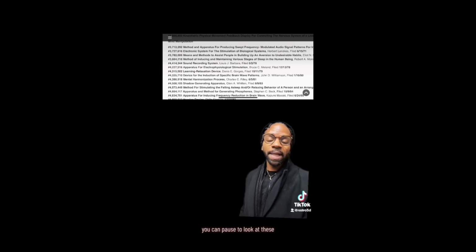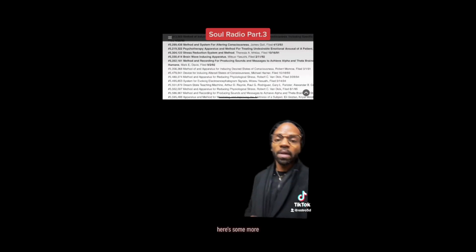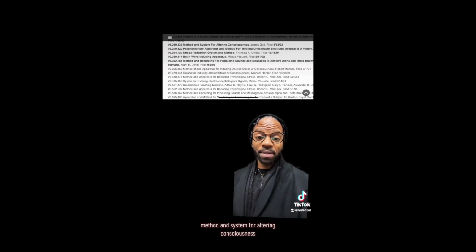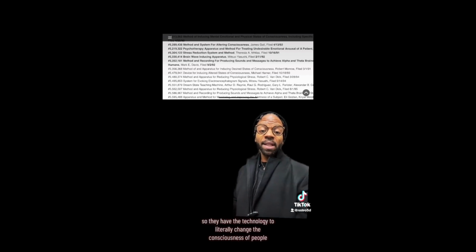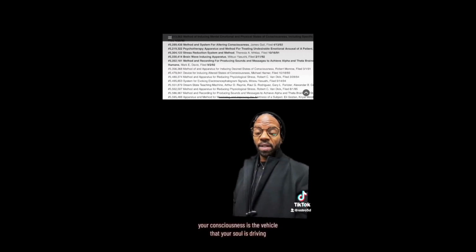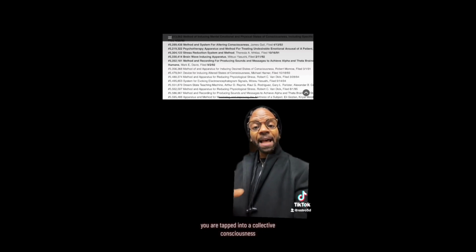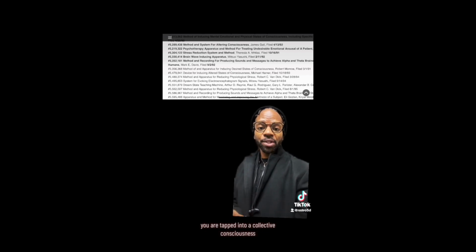Okay, so just in case you want to see some more patents, you can pause to look at these. Here's some more. I want to point out here, method and system for altering consciousness. So they have the technology to literally change the consciousness of people. And you know, your consciousness is the vehicle that your soul is driving. Your consciousness is the awareness of the body. You are tapped into a collective consciousness.